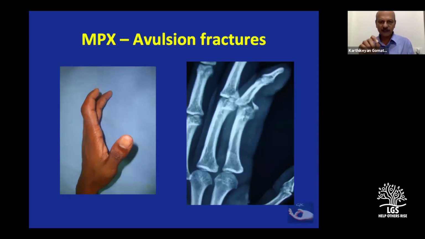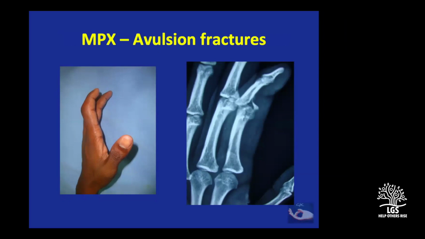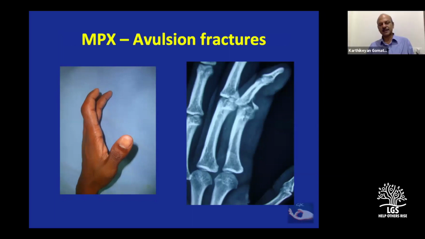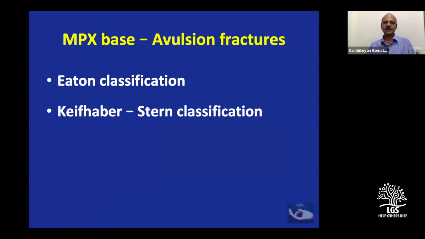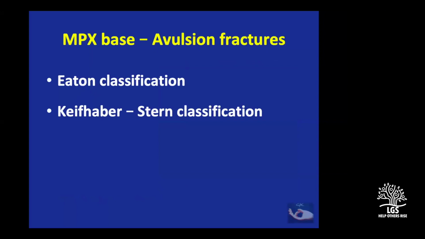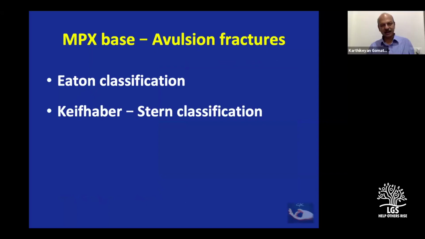Now, when there are avulsion fractures like this, it makes it a little more complicated because these fractures are very difficult to address, and we know that there is an attachment of the collateral ligament or the volar plate or some tendon. If it is on the dorsum, it is the central slip. Now, how do we address these fractures? There is a very good classification system for avulsion fractures of the base of the middle phalanx. We have got two main classifications called the Eaton classification and the Kiefer-Stern classification.